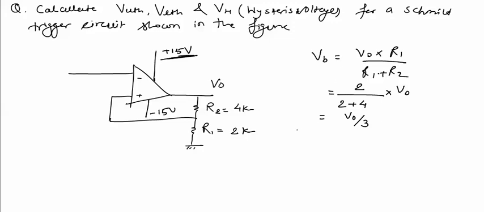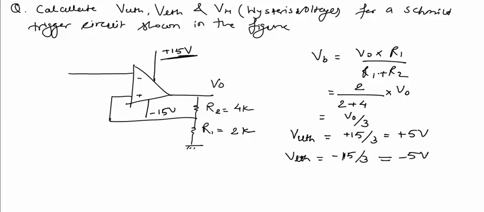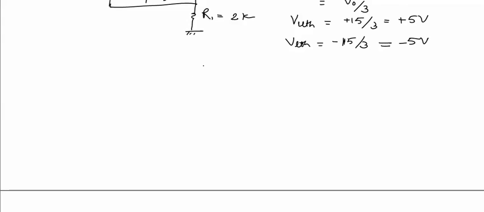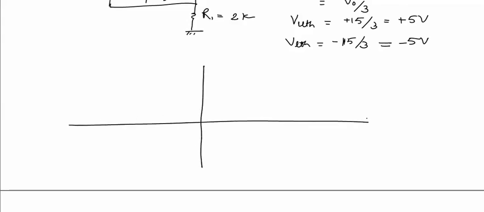Now the value of Vb will become VUTH if V0 equals plus Vsat. Plus Vsat is given as plus 15 volts, so VUTH will be equal to plus 15 divided by 3, equal to plus 5 volts. VLTH will be equal to minus 15 divided by 3, equal to minus 5 volts. Now we have got these two voltages, and one more, the hysteresis voltage, is to be calculated, but before this we will draw the hysteresis curve for this.